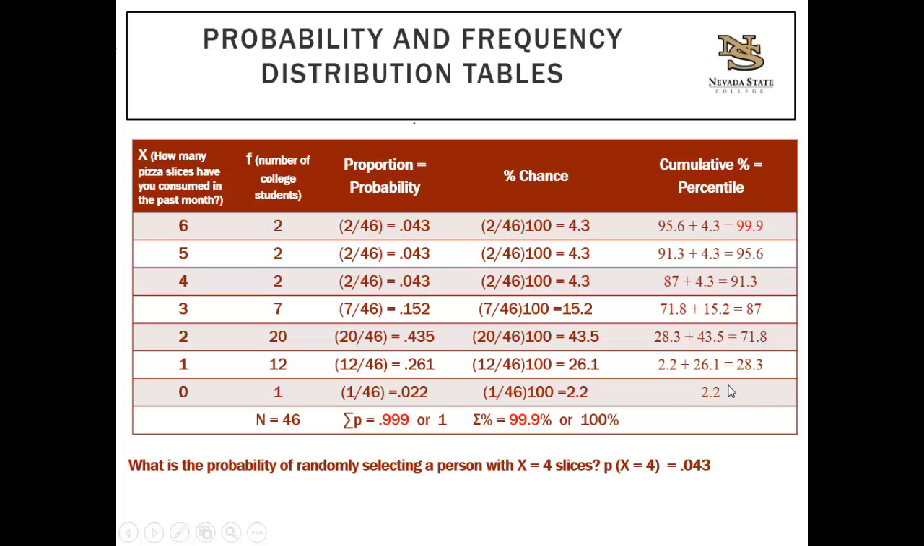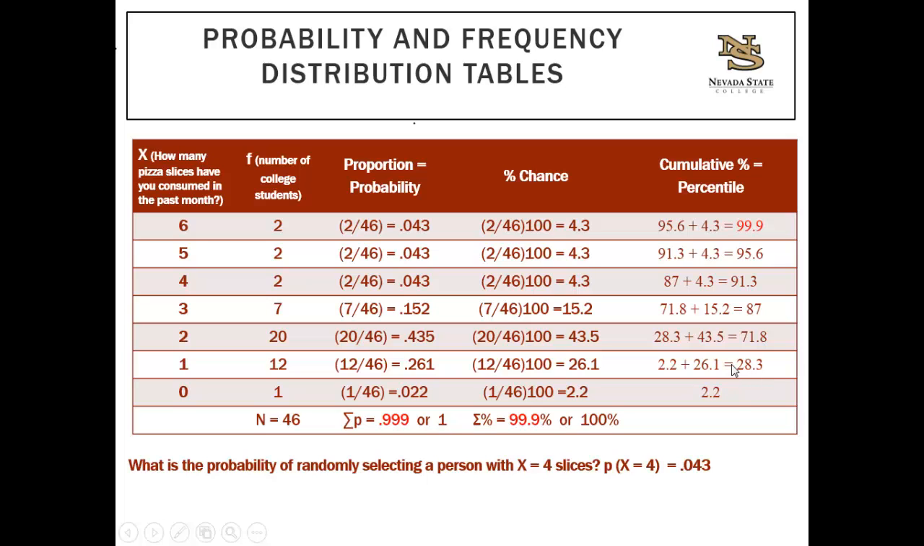So the cumulative percentage or the percentile for 0 is 2.2. 2.2% of this population consumed 0 or fewer pizza slices. And because this is ratio and 0 is the smallest value in our data set, there's nobody who consumed fewer pizza slices than 0, so you just steal that percentage and put it here. Well, then moving up. So how many students consumed 1 or fewer pizza slices in the past month? Well, if 0 was 2.2% and then 1, 26.1%, you add those together and you get 28.3.